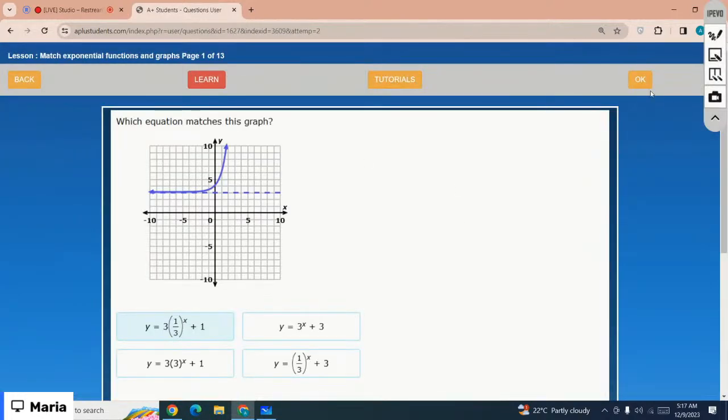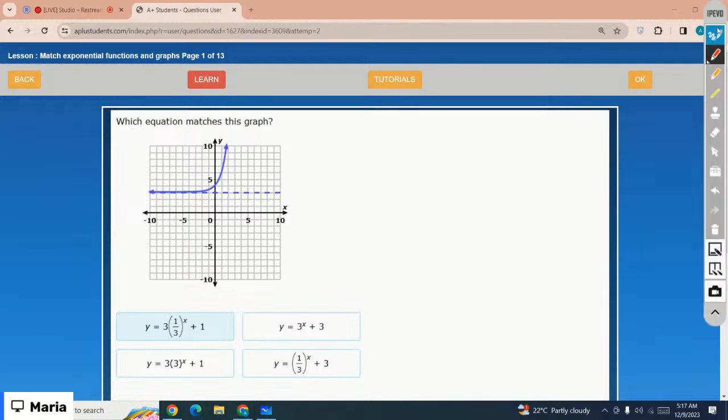Okay, just look at here. Which equation match the graph? Just look at the asymptote. This is 1, 2, 3. This is y equals 3, right? So the correct graph is the one that has the c value equal to 3. So here you have two graphs that have the c value equal 3, right? Now you have to see which is the correct option.